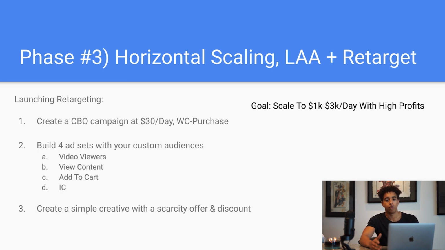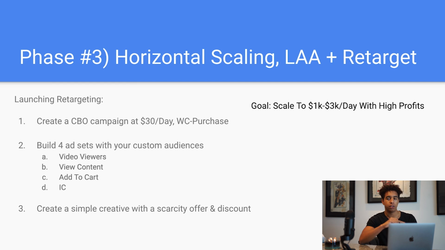Once again, this can be a whole video in and of itself, and I'm sure you can find some specific retargeting strategies in another video, but it's very simple what we do, and it's actually our highest ROAS campaign. It has like an 8x ROAS. What we do is we set a CBO, $30 a day, website purchase. I put 4 ad sets inside of there, and I put every objective.